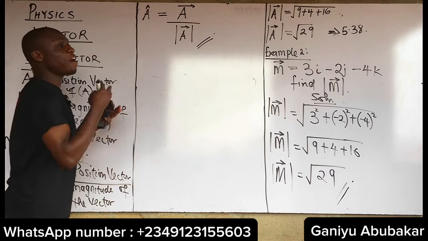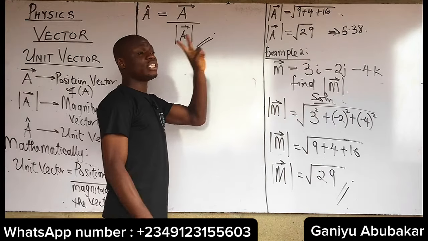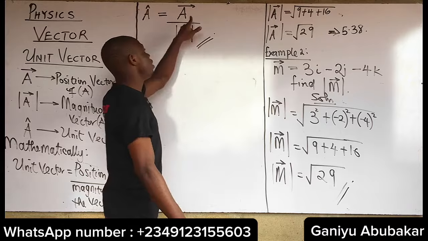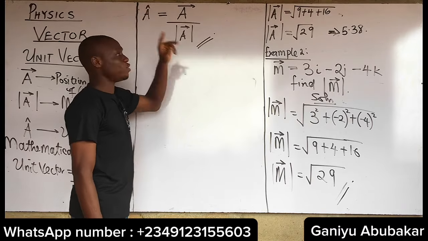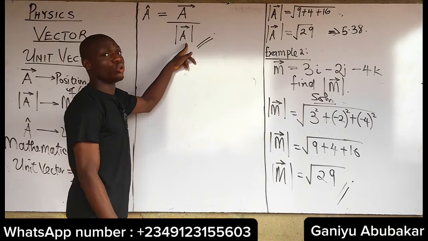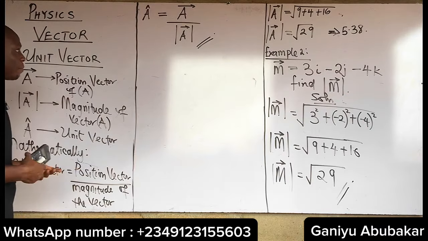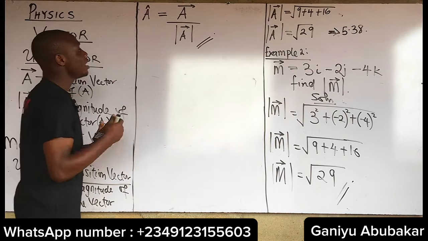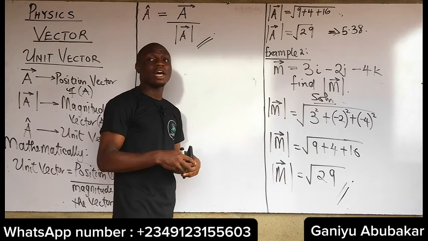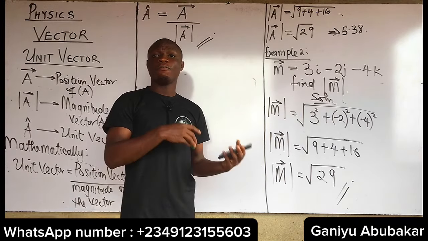So it means that to find a unit vector, there are two things needed. Number one, the position vector. Number two, the magnitude or modulus of that vector. All right, let's use this idea to solve some examples, and let's see how to solve problems under unit vector.